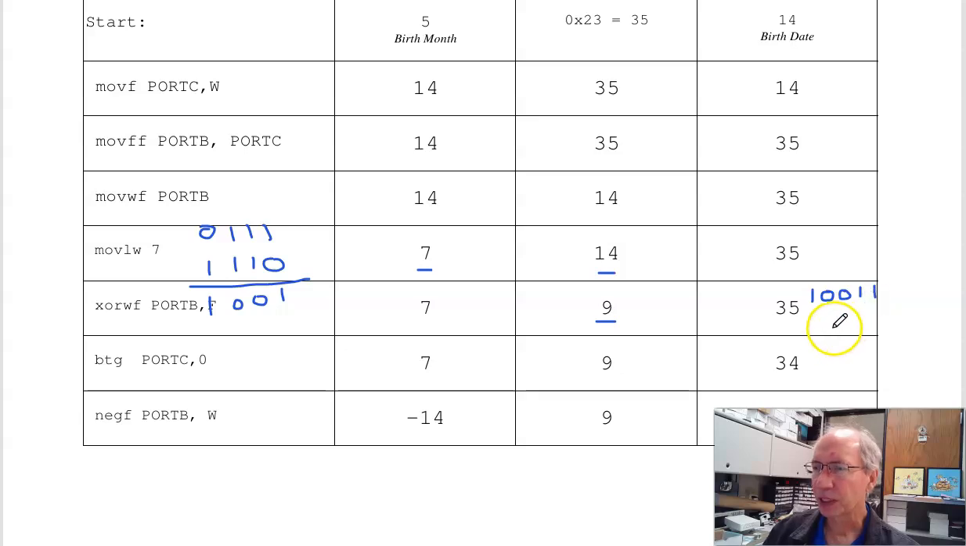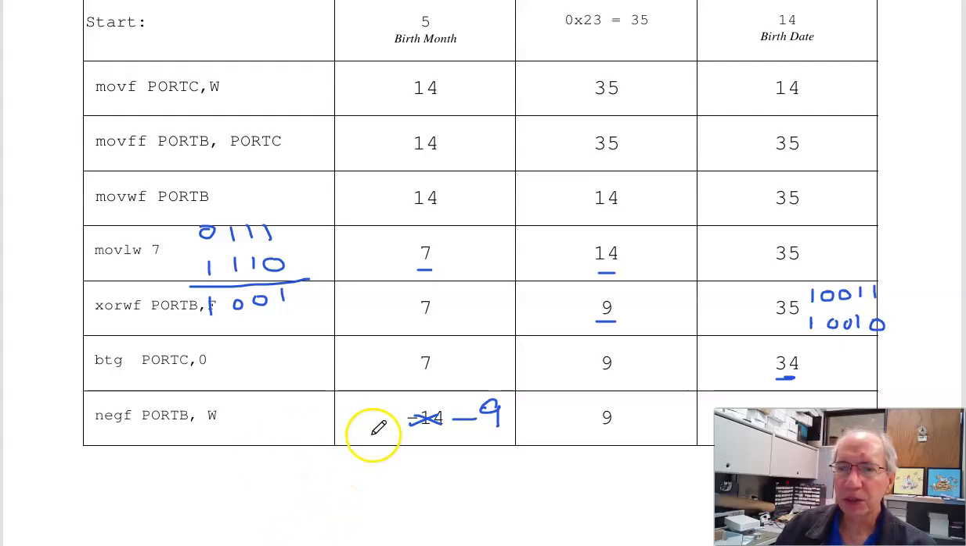So it's 35 in binary. Toggle this bit gives you 1, 0, 0, 1, 0. That is 34. And finally negate port B, put the result in W. Minus 9 is minus 9. And if you don't like negative numbers, this is 2's complement, so you can always add or subtract 256.